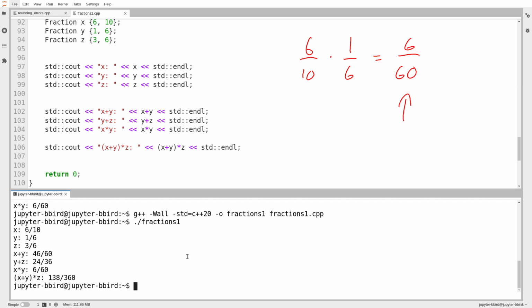All right, so x plus y all times z is 138 over 360. I will leave it as an exercise to the viewer to verify that that is indeed the correct answer. And then in the next video, we're going to talk about, hey, this probably is a simpler fraction than that. Is there a way I could reduce it to lowest terms?